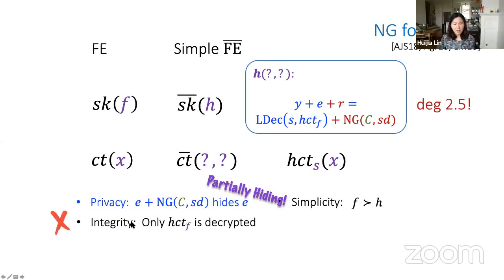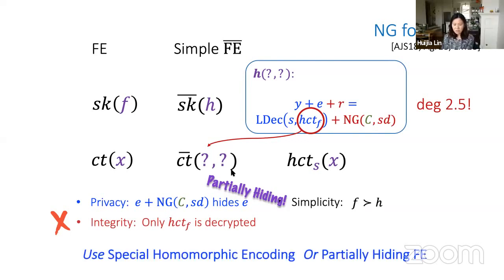The next problem we need to solve is integrity. In order to decrypt the output ciphertext, how can this function H take the output ciphertext as the input, unless we put it in the corresponding ciphertext? But at encryption time, we don't know what F is, and we cannot even create this output ciphertext. So to solve the integrity problem, we can use the special homomorphic encoding as a tool for partial hiding functional encryption. And let me tell you about only the solution using special homomorphic encoding here.